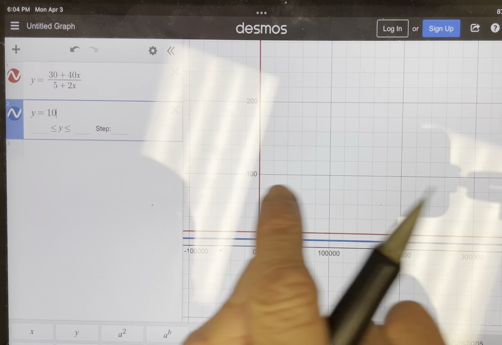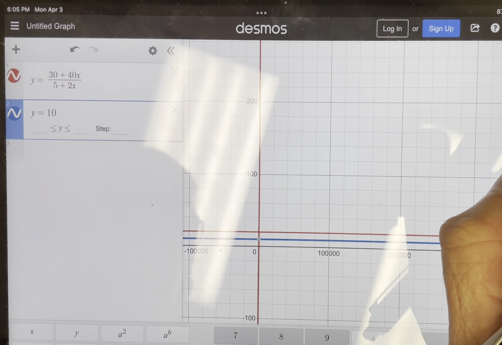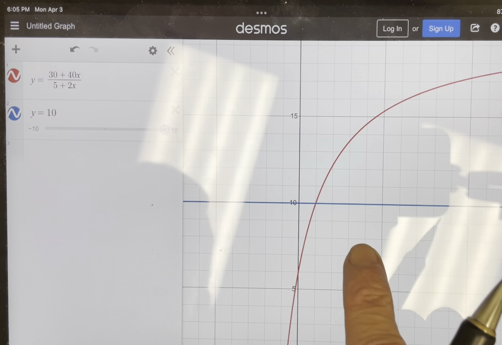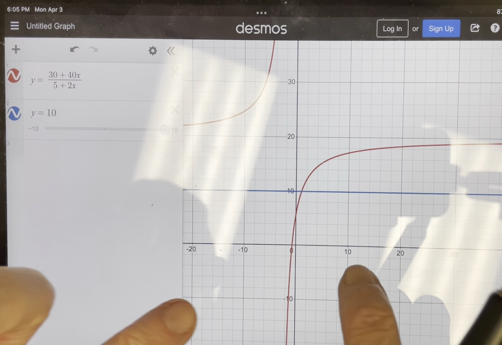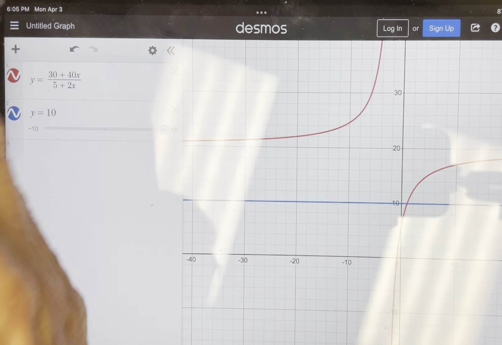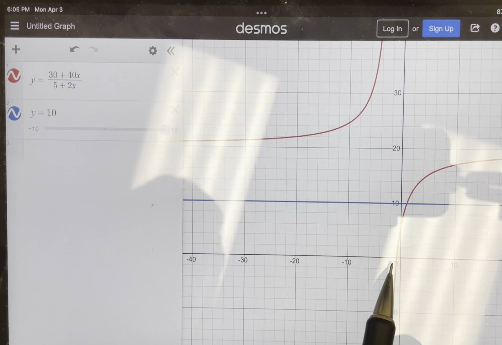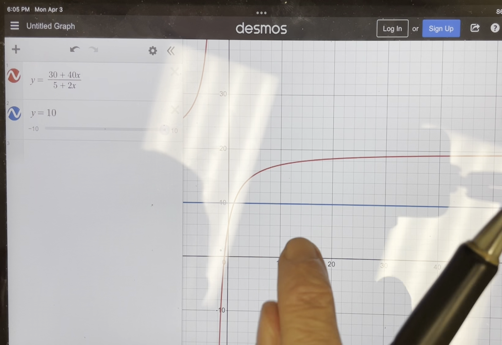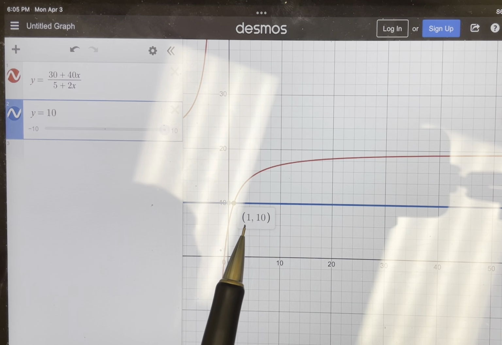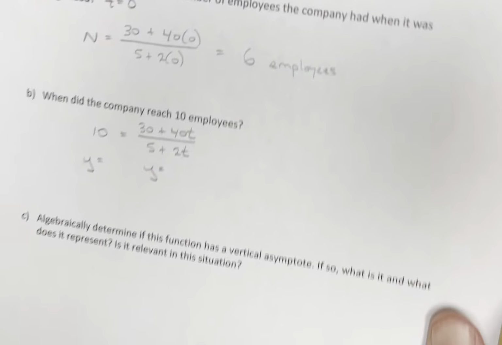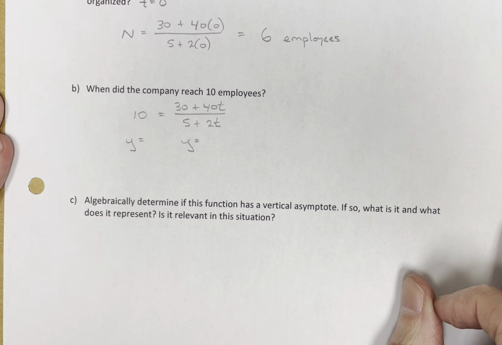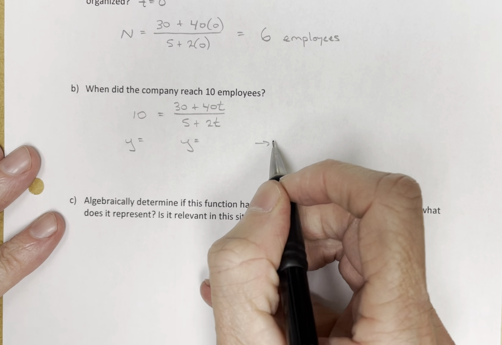Now I need to recognize that our graph is way up in the 100,000s, so I'm going to press the home button. There we go. I can focus a bit better here when it's not quite so squished. Again, we're not concerned about this side, this is negative time. We're only concerned with positive time. And when does it hit 10 employees? It looks like after the first month, it hits 10 employees right there. At month 1, we have 10 employees. So the graph tells us after 1 month.